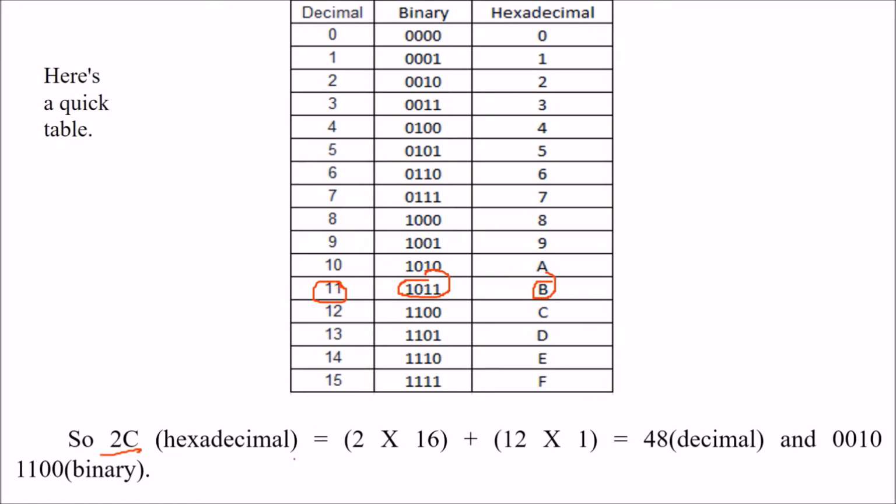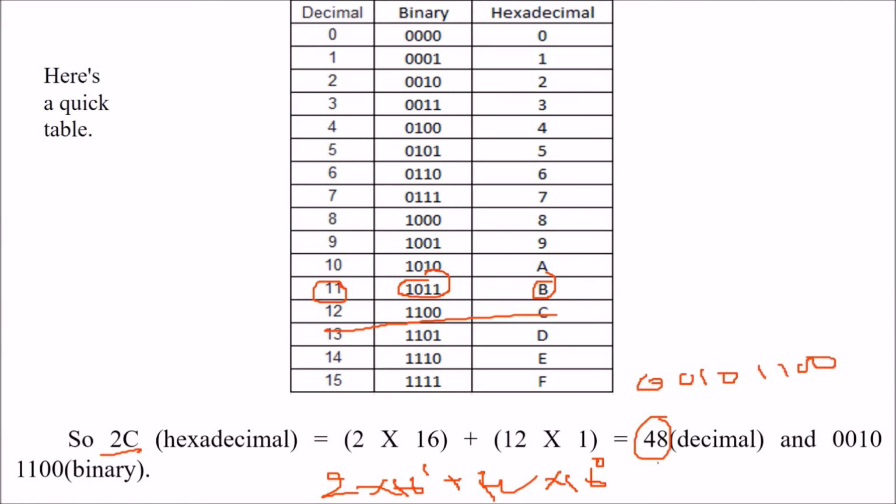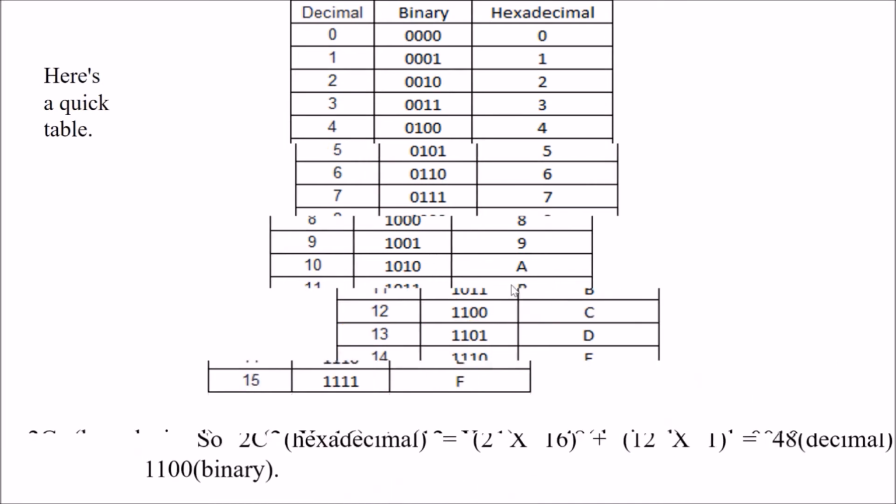For example, if I write 2C, what is it? 2 into 16 to the power 1 plus C, which is 12, into 16 to the power 0. So this is 44. And the binary equivalent is 0010 1100. If you divide by 2, take the remainders and read them in reverse order, you will get this. These are the numbers we are going to write directly, so this is just for the beginners who don't understand these things.